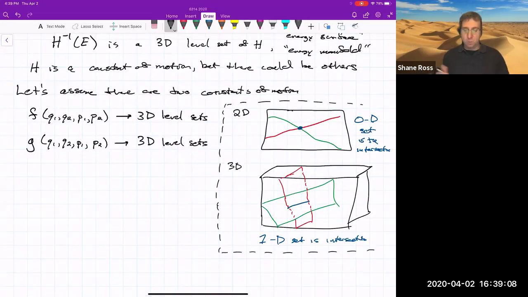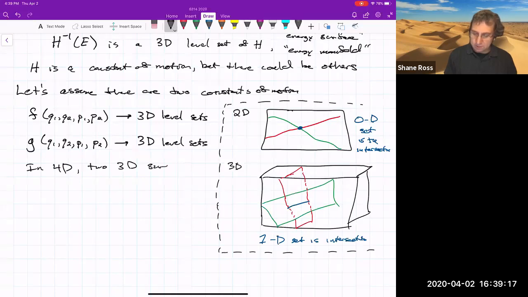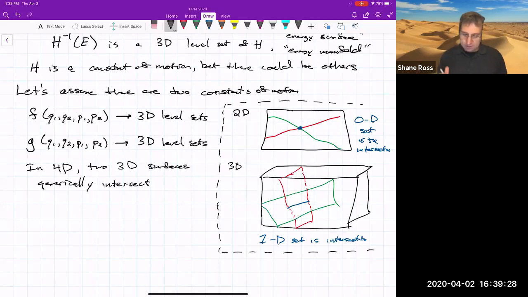So what about in 4D? In 4D, two 3D surfaces generically intersect. We're just kind of doing dimension counting. So by this trend, 0D, 1D, they should generically intersect in a 2D set. So a 2D surface.